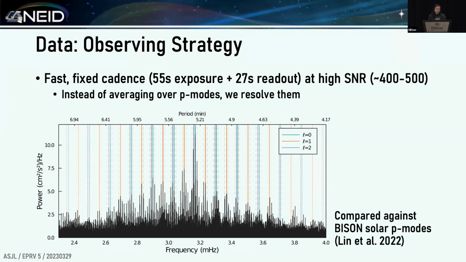We take a fast fixed cadence with 55-second exposures plus a 27-second CCD readout. These are at very high SNR, about 400 to 500, depending on time of day and time of year. Our fast cadence actually allows us to resolve the p-modes in the solar RVs. This is a plot from my paper last year showing that with, I think, about 6 months of NEID solar data, we recover pretty much exactly the BiSON solar p-modes and their aliases.